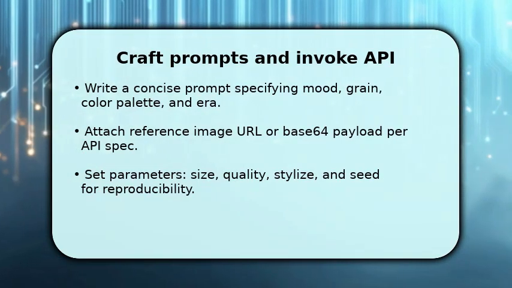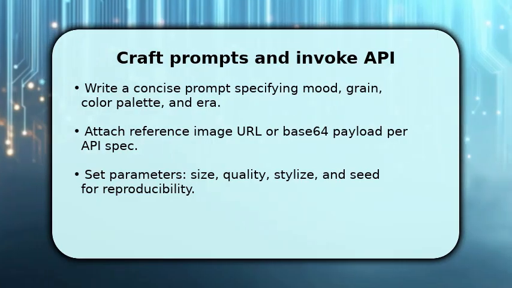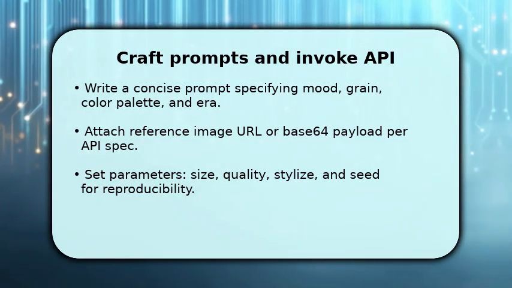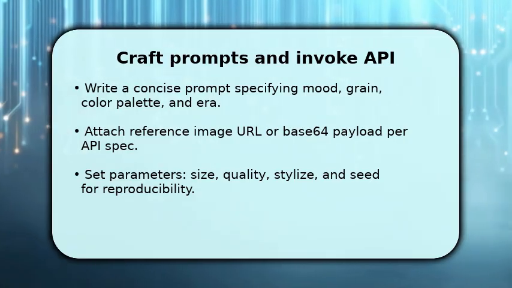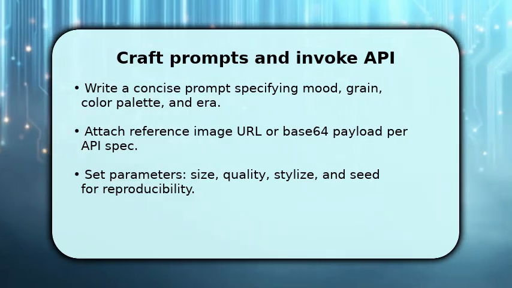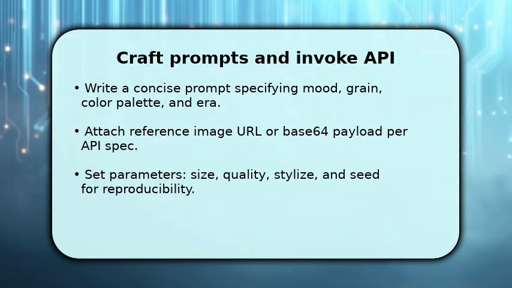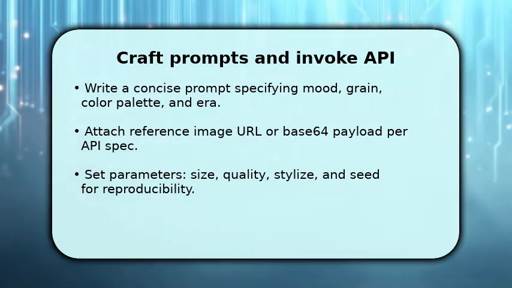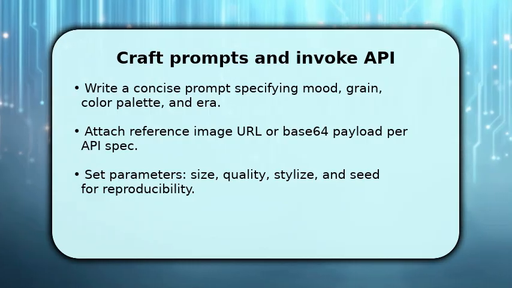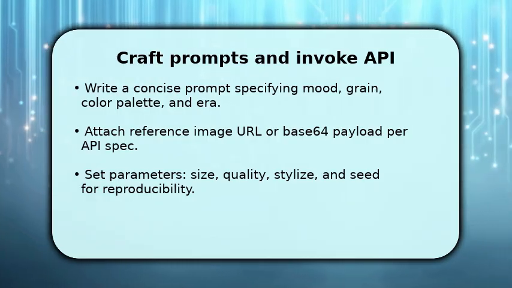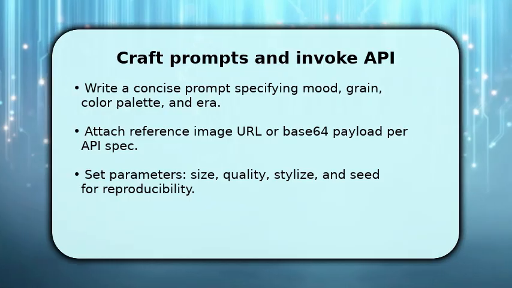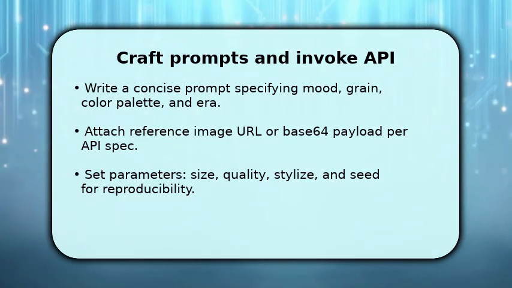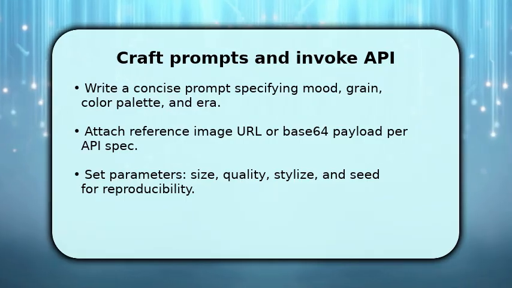Now you write a detailed prompt that explains the retro aesthetic. Film grain strength, color shift, vignette, and era references like 1970s print. Include the reference image in the request body or via URL and set parameters for size and quality. Use a fixed seed to recreate results. Send the request to the Gemini retro endpoint and inspect the returned image artifact. If the output is off, tweak one parameter at a time so you know what changed.